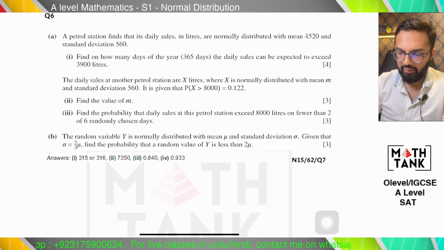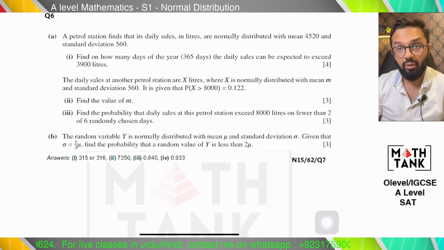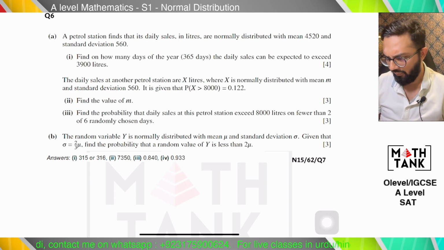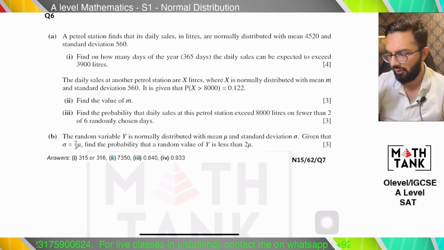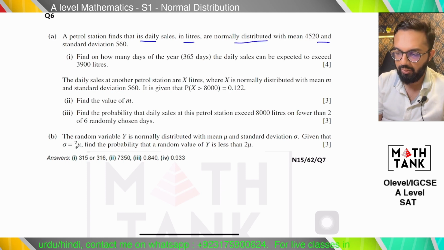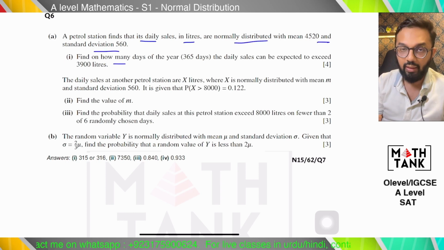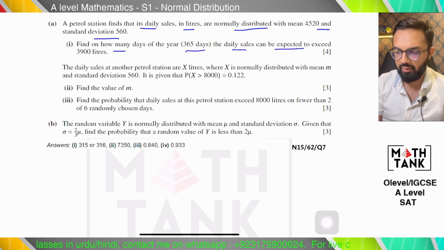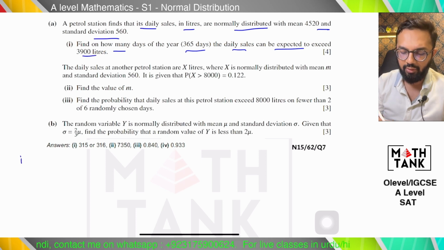It says the petrol station finds that its daily sales. It's a long question. Just look at the number of marks. There are 9 and 4, 13 marks. Okay, a lot of your exam depends on this. Its daily sales in liters are normally distributed with this mean and standard deviation. Find on how many days of the year, 365 days, so I'm asking you for an expected number, the daily sales can be expected to exceed 3900 liters.